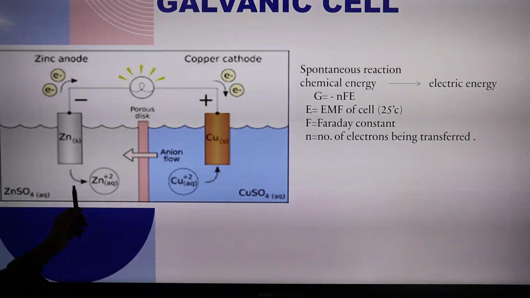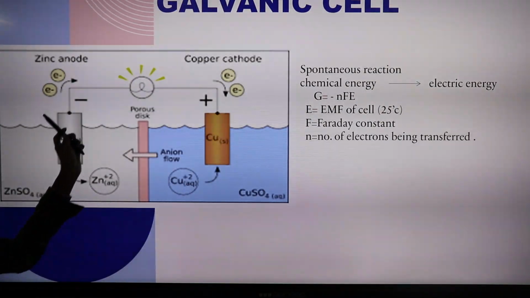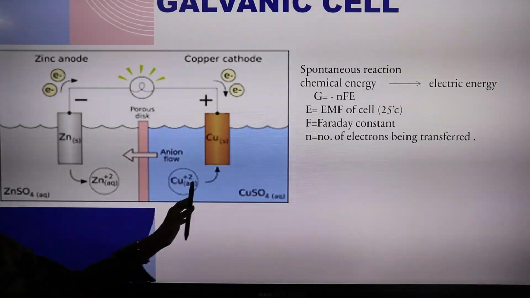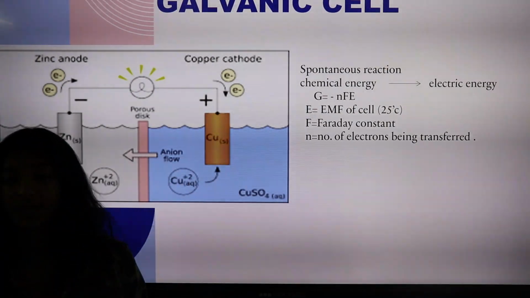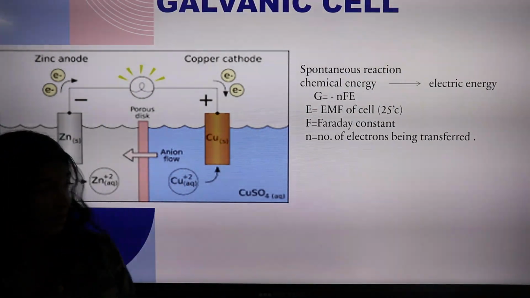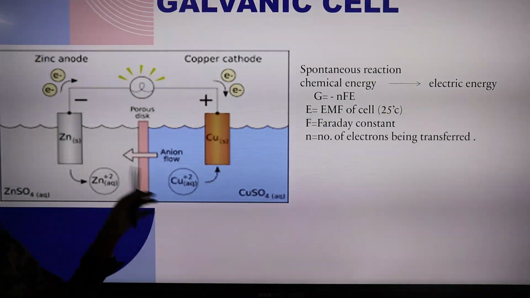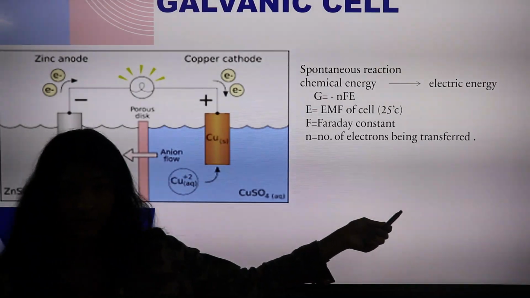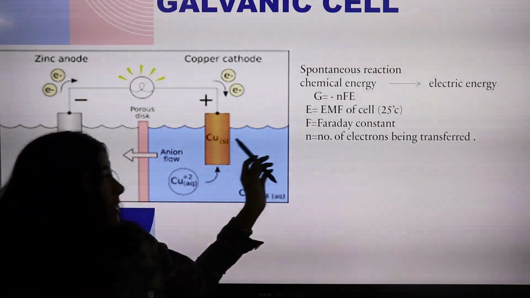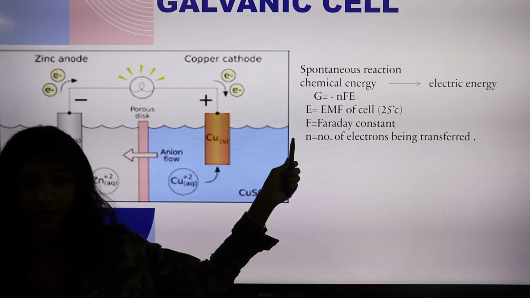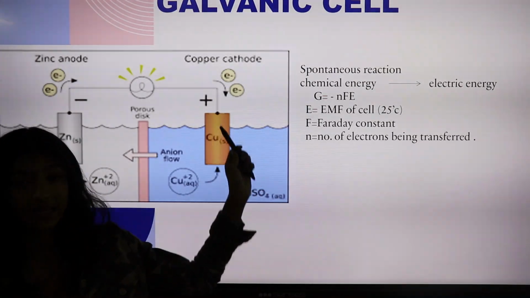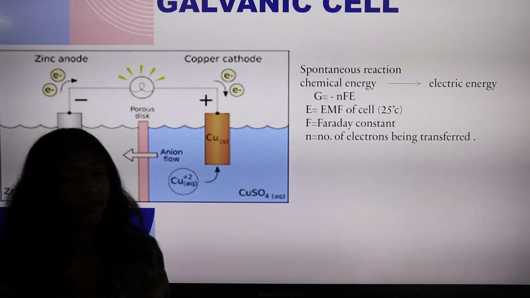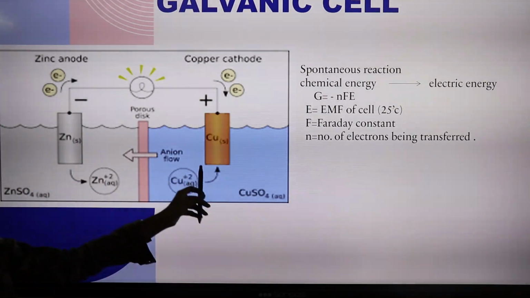Whatever the electrons are here, they move towards the positive side. Basically the chemical energy transforms into electrical energy, which is very useful for us. The formula is G equals minus nFE cell, where E is the EMF of the cell, F is the Faraday constant, and n is the number of electrons that have been transferred from here to there.